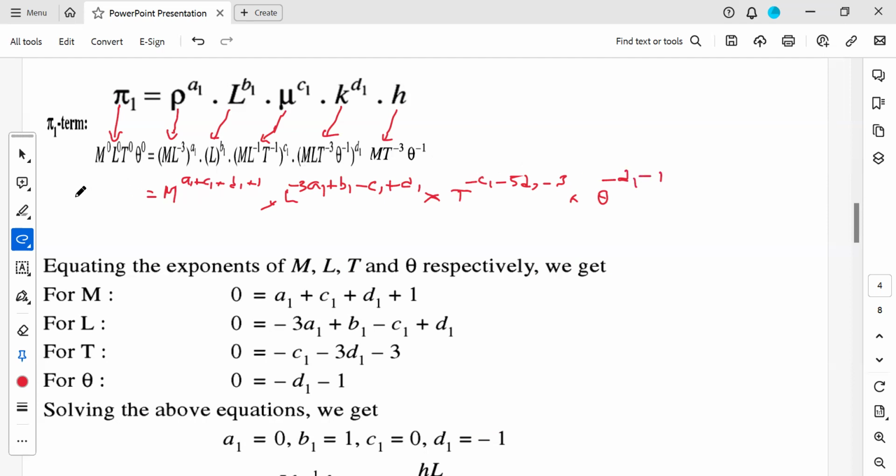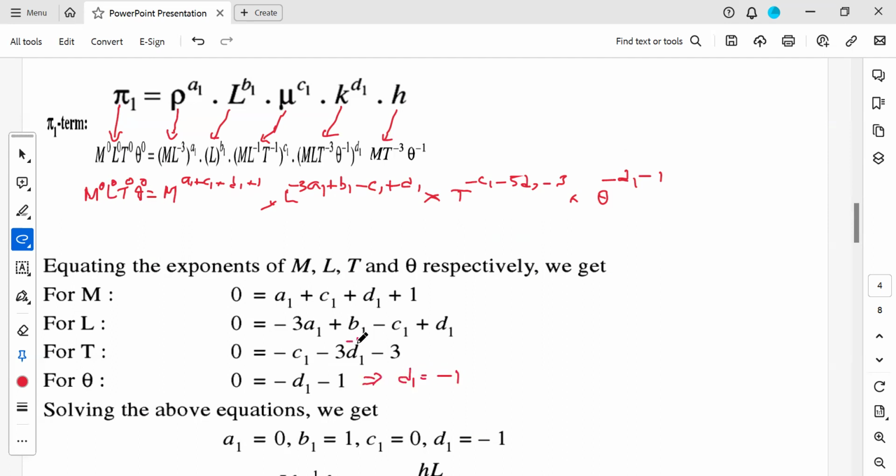On the left hand side you have M power 0, L power 0, T power 0, theta power 0. So the bases are the same, and you can equate the powers. Equating the M powers, you get 0 equals a1 plus c1 plus d1 plus 1. Equating the L powers, you get minus 3a1 plus b1 minus c1 plus d1. Equating the T powers, you get minus c1 minus 3d1 minus 3. Equating the theta powers, minus d1 minus 1 equals 0. So from this equation you get d1 equals minus 1.